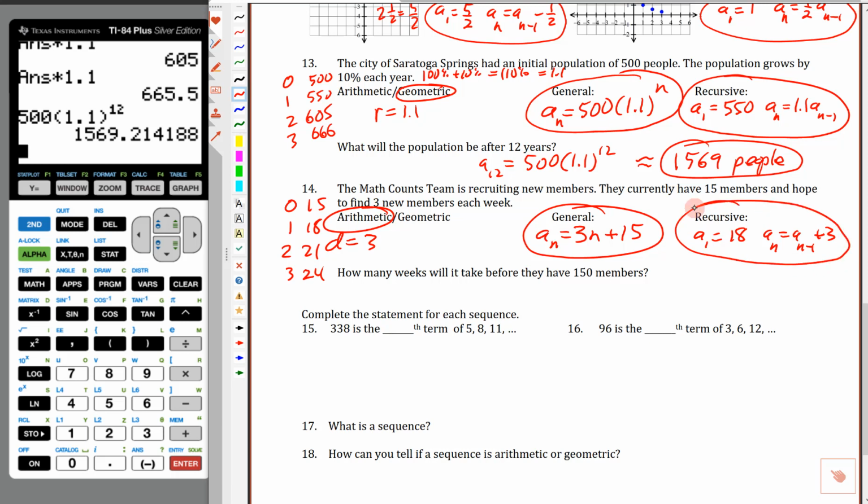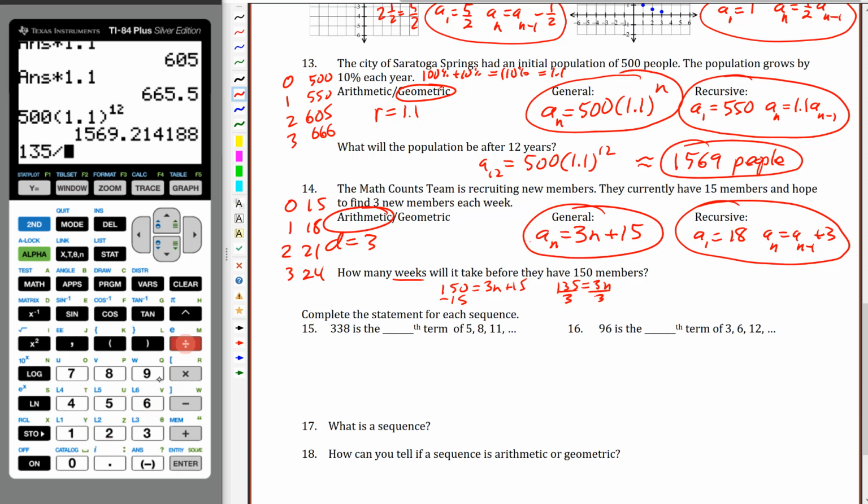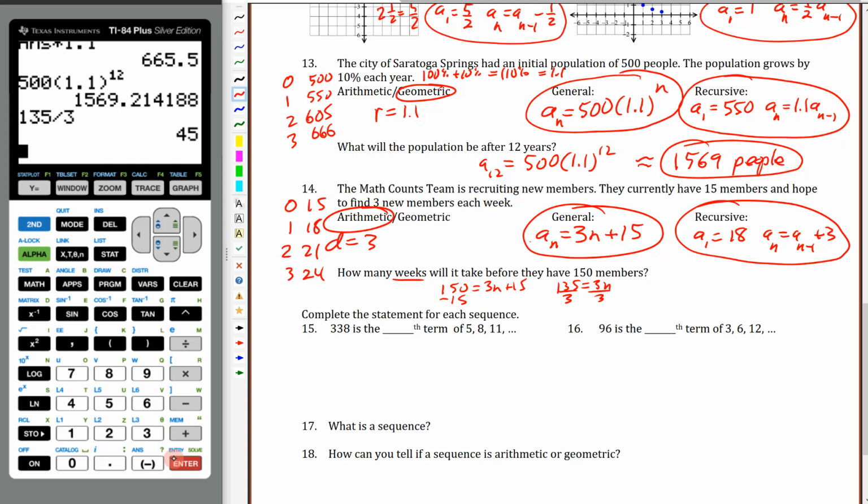And then it says how many weeks will it take before they have 150 members? So they're giving us the term, and they want us to figure out what the index is, or how many weeks it takes. So let's plug a 150 in right here. So this is going to be 150, and then this is going to be 3n plus 15. So we're going to subtract 15. So that's 135 equals 3n, and if you divide by 3, 135 divided by 3 is equal to 45.